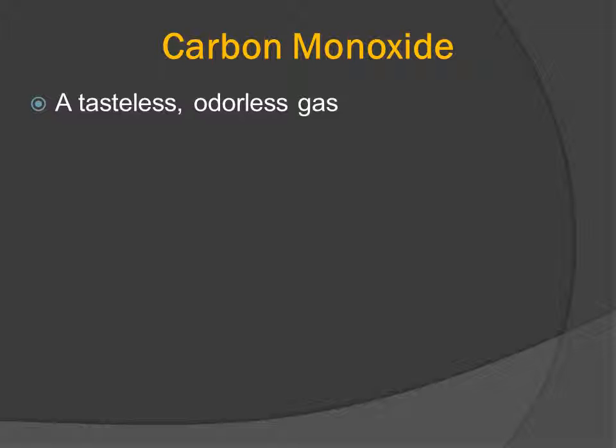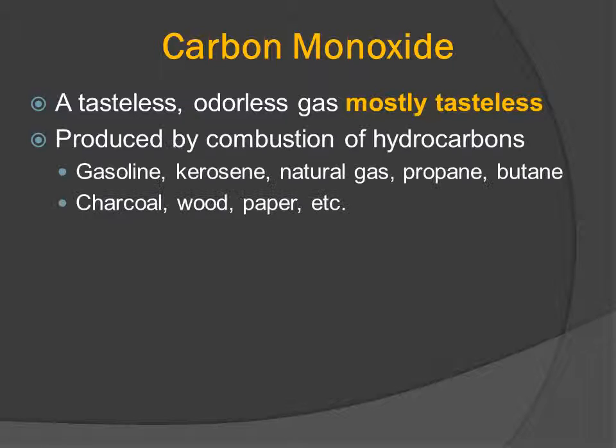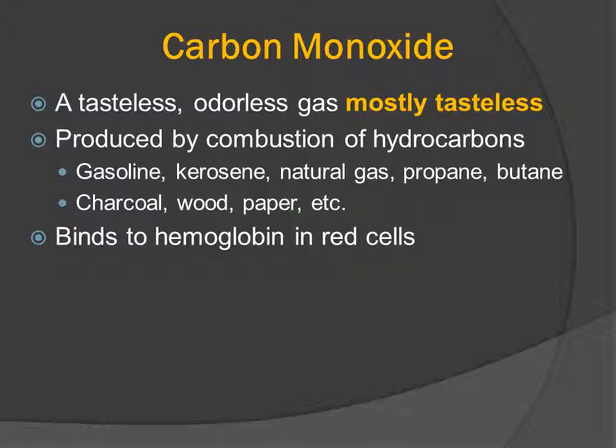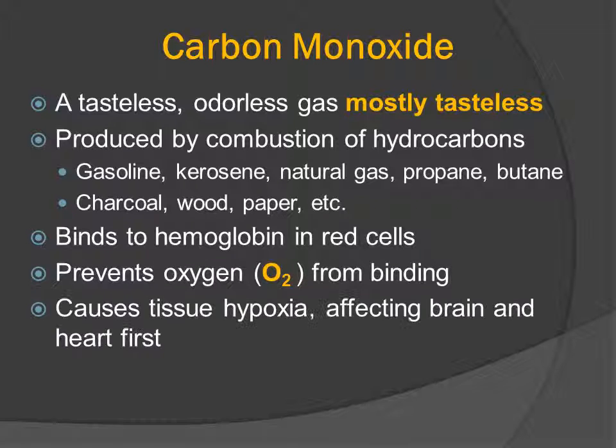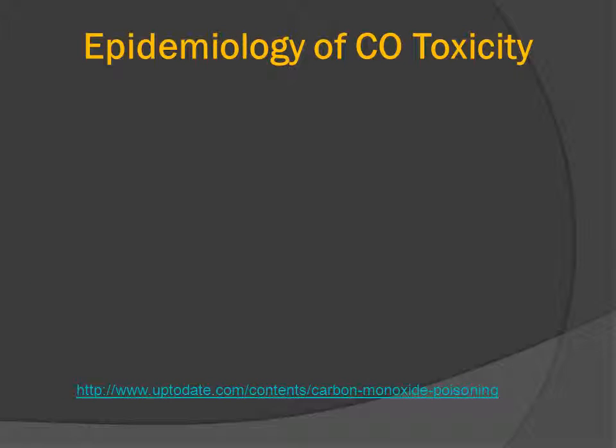So what is carbon monoxide? It's a tasteless, odorless gas, and like most of my jokes, it's mostly tasteless. It's produced by combustion of hydrocarbons, gasoline, kerosene, natural gas, propane, butane, charcoal, wood, paper, etc. Carbon monoxide binds to hemoglobin and red cells and prevents oxygen from binding, which causes tissue hypoxia that affects the brain and the heart first.